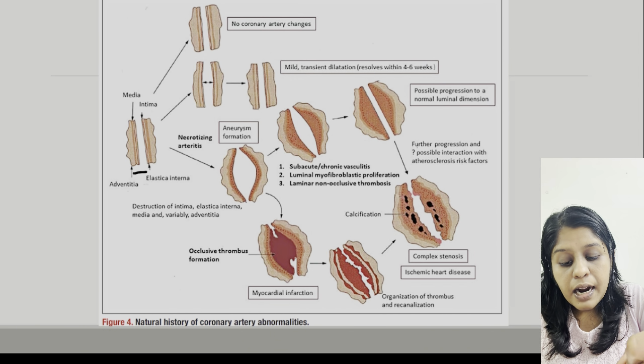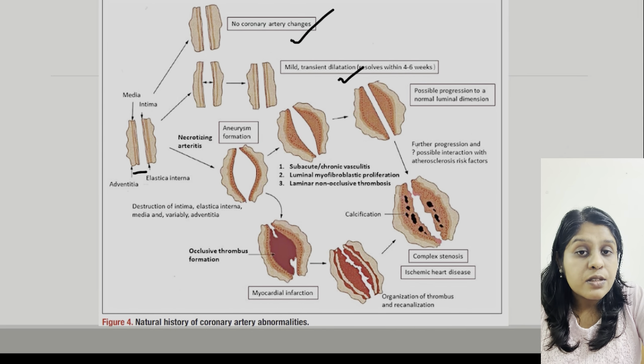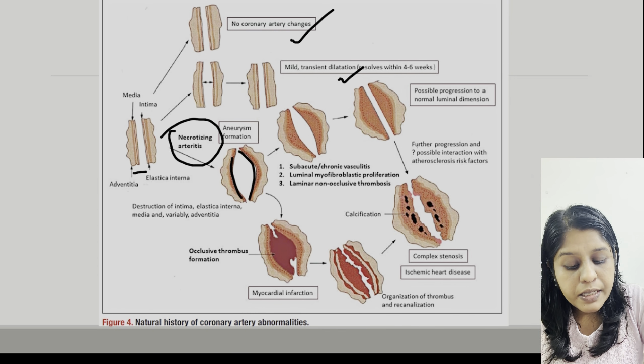This is a coronary artery. Sometimes no coronary artery changes are found. Sometimes mild dilatation, which will usually resolve on a serial echo. Sometimes necrotizing arteritis occurs and there will be aneurysm formation. This aneurysm formation will go into a chronic vasculitic phase where there will be lymphocytic infiltration.